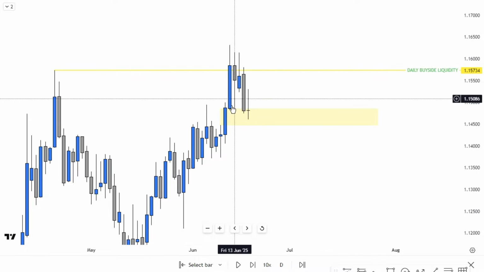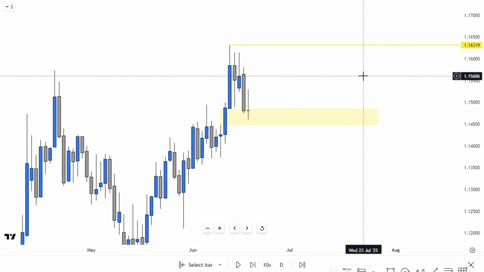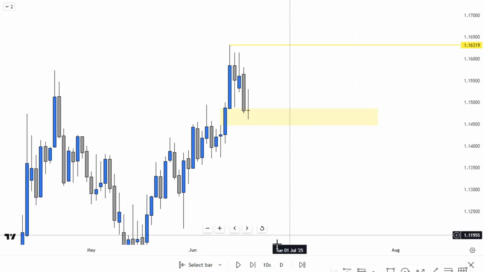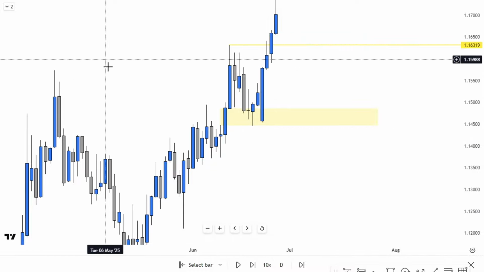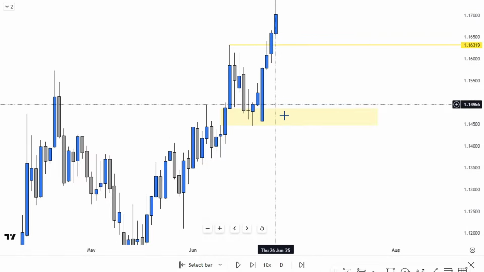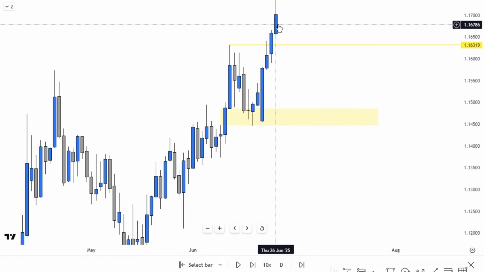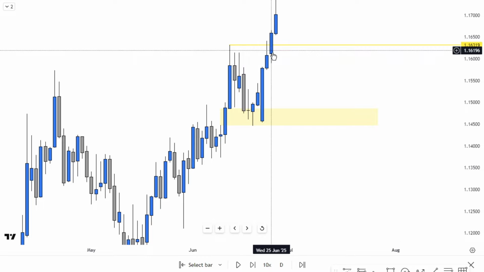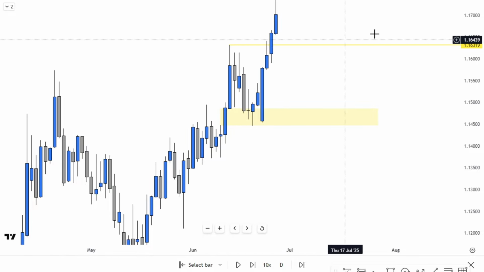And price then returns into internal liquidity. Now, since price has returned back into internal liquidity, we are looking for price to go back out to external liquidity. So let's fast forward some more. And just like that, price sweeps liquidity from the buy side, returns back to internal liquidity as a fair value gap, and then goes straight back out to external liquidity. So we have external to internal back to external.